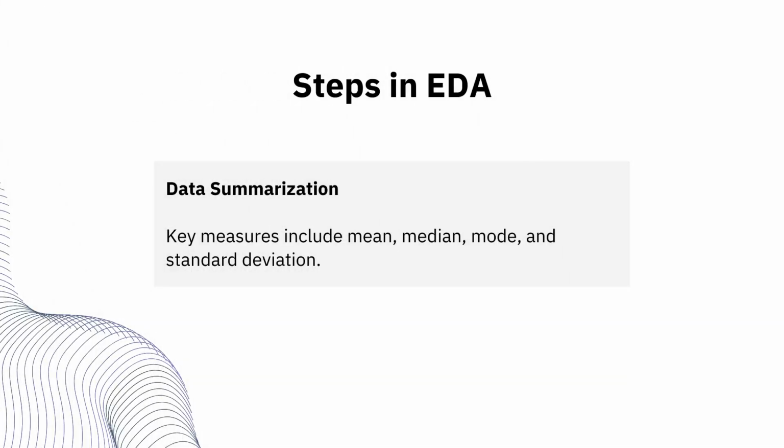We begin EDA by summarizing the dataset using descriptive statistics. Key measures include the mean, which gives us the average value, the median, which provides the middle point, the mode, representing the most frequent value, and the standard deviation, which tells us how spread out the values are.